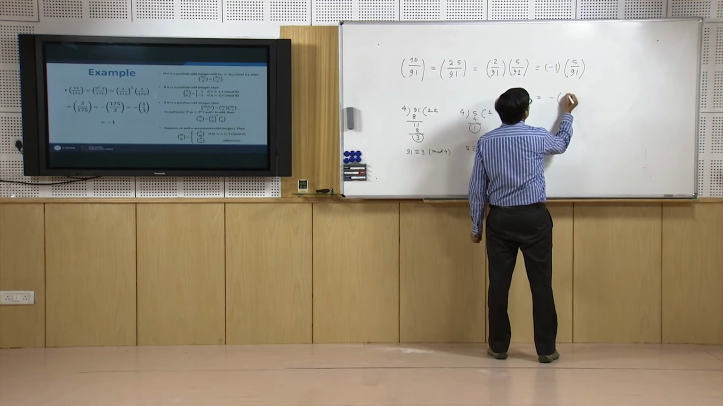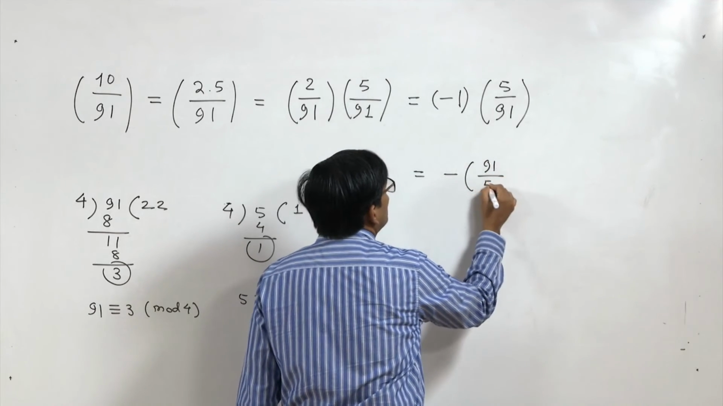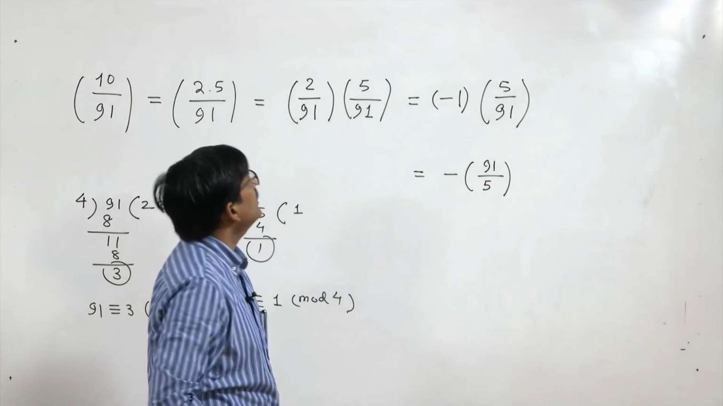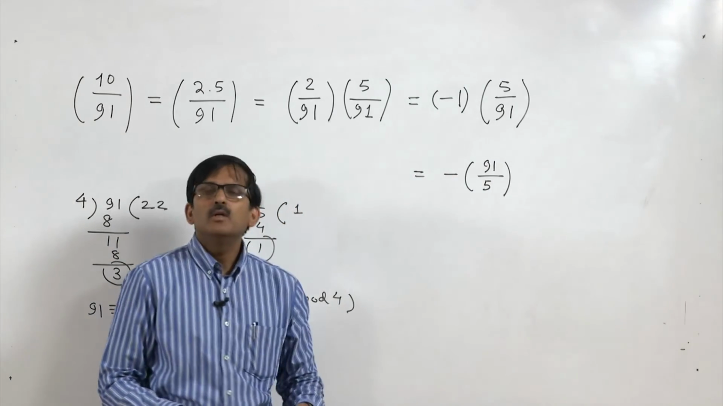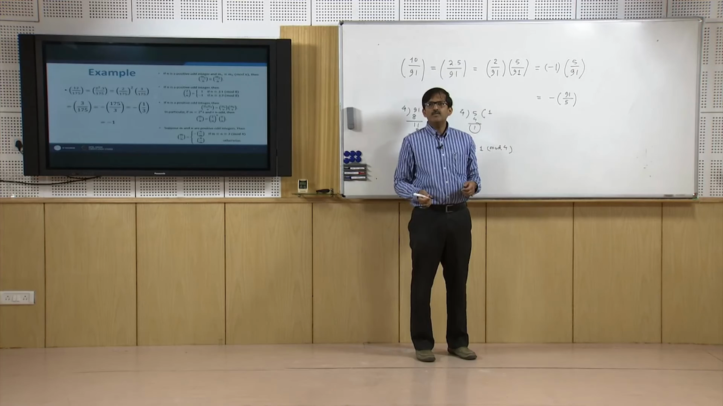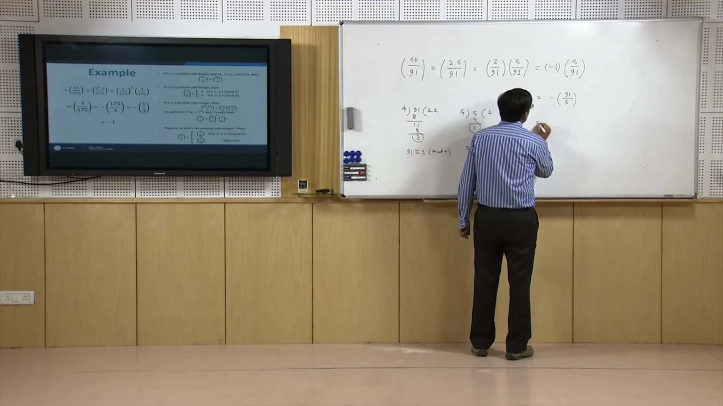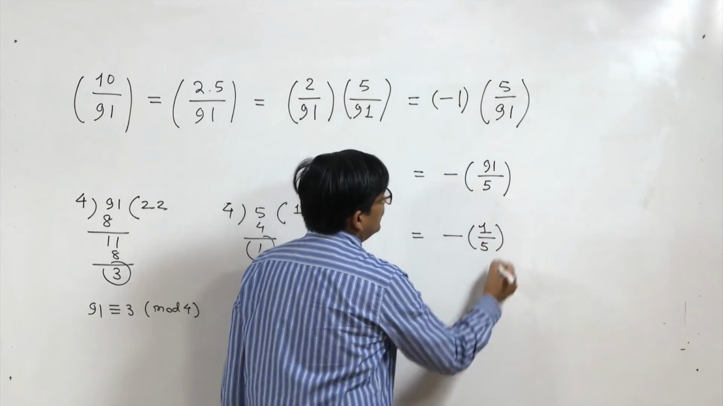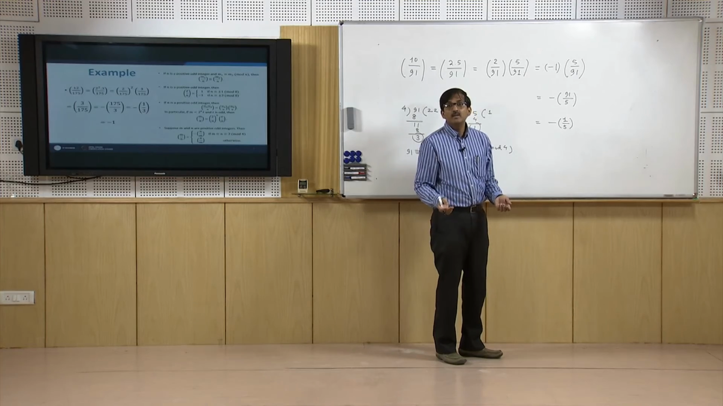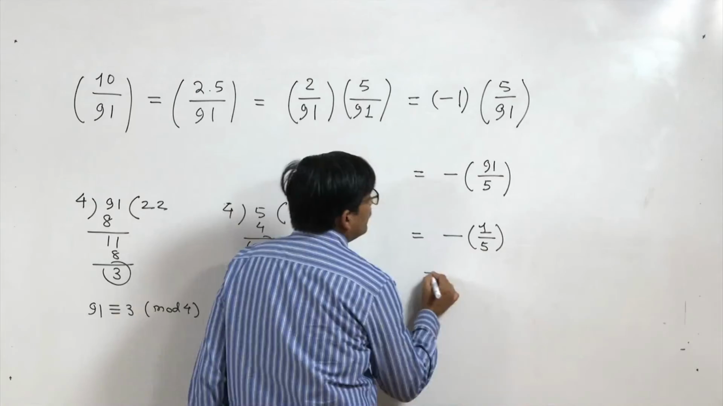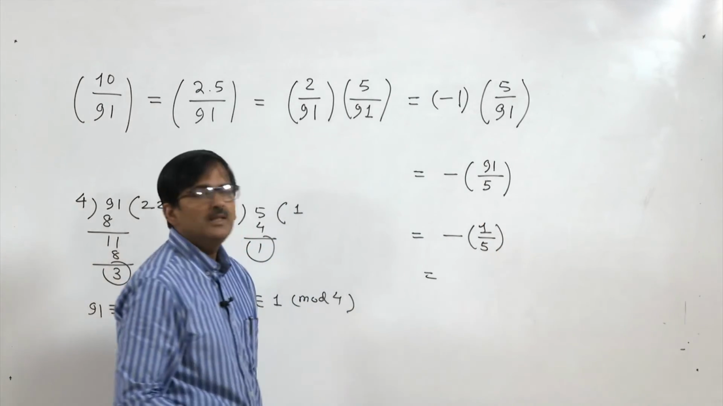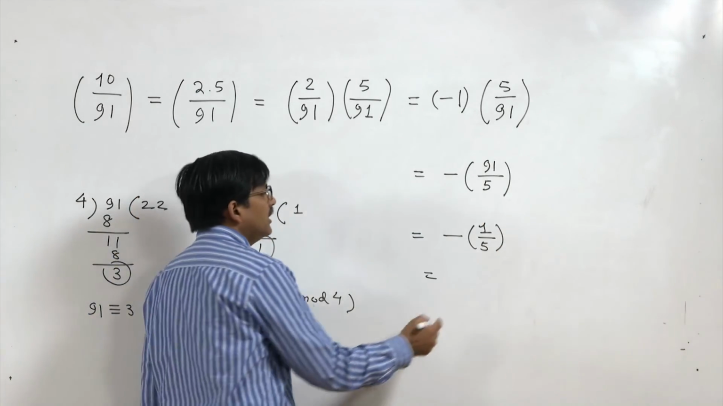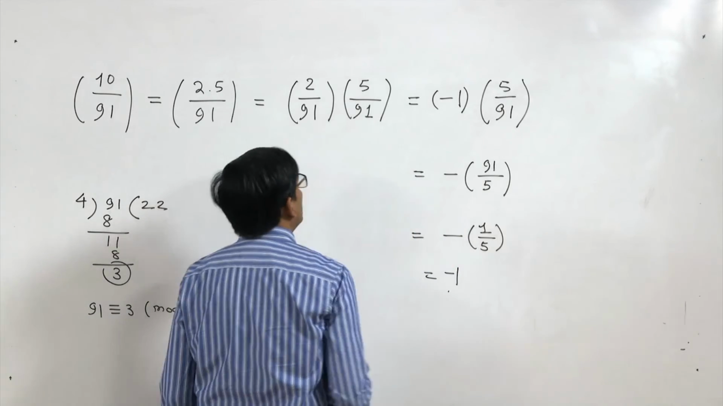So, I have got minus 91 by 5, and then I am allowed to reduce 91 modulo 5. If I do that, I am going to get 1 by 5, because of course 90 is divisible by 5, and of course 1 is a quadratic residue mod 5. So, therefore, it is -1. So, I come to -1.